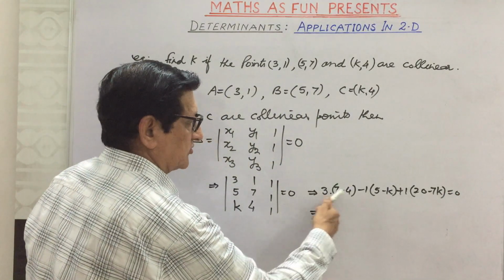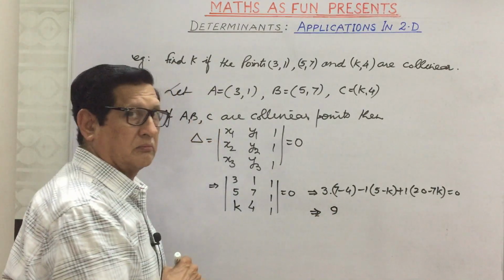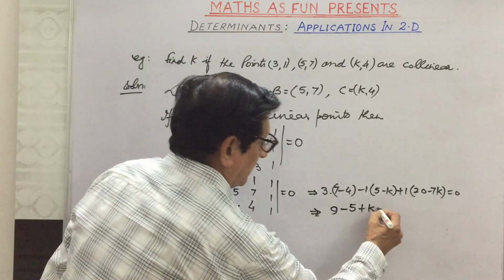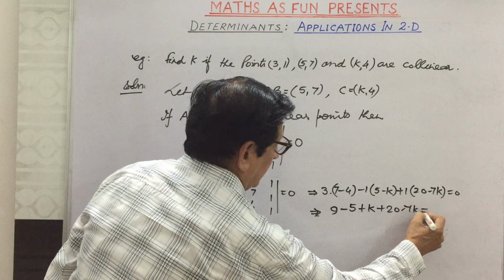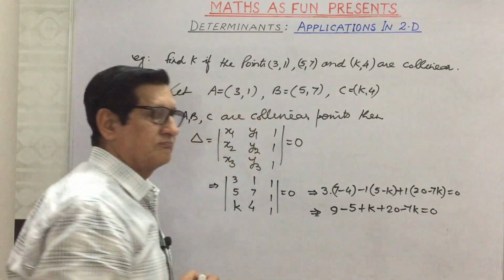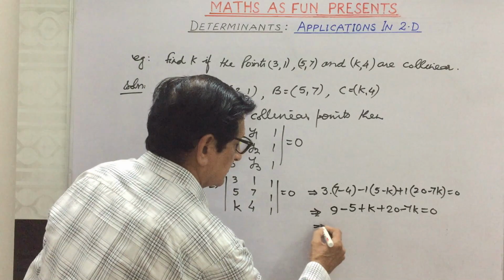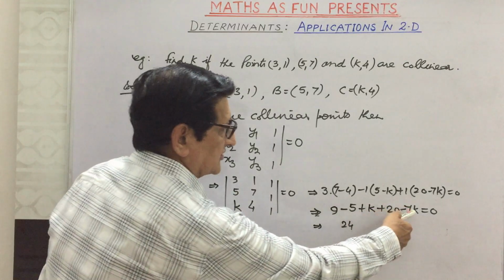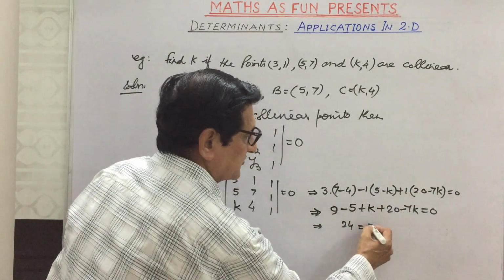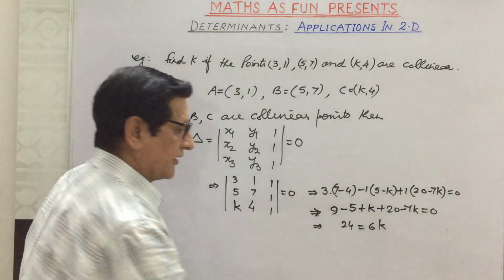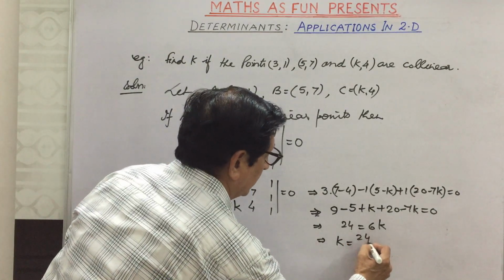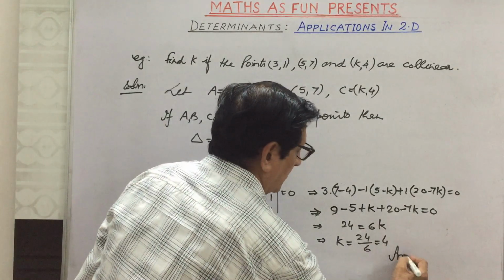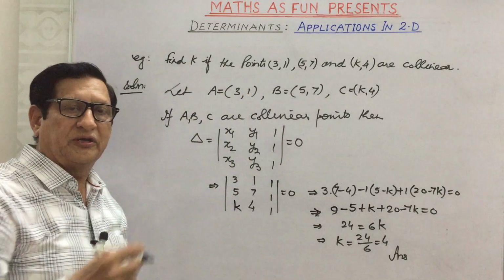Simplifying, 7 minus 4 is 3, 3 threes are 9, minus 5 plus k plus 20 minus 7k equal to 0. Simplifying this, 9 minus 5 is 4, plus 20 is 24. k minus 7k is minus 6k, if we transpose, this is 6k. And hence we get k equal to 24 upon 6, that is 4. So we get the value of k as 4 if these points are collinear.